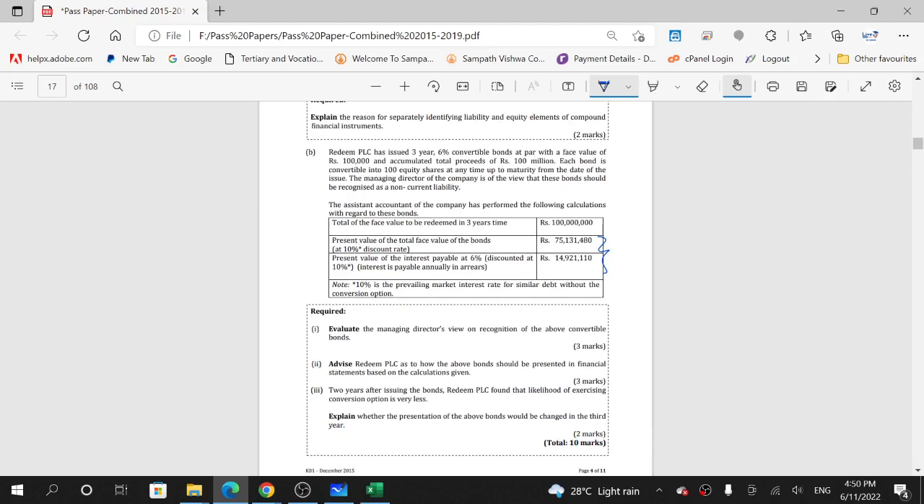Part 3 of the question. Third one is, 2 years after issuing the bonds, Redeem PLC found that the likelihood of exercising the conversion option is very less. The company says it is highly unlikely that anybody will exercise this option. Explain whether the presentation of the above bonds will be changed in the third year.